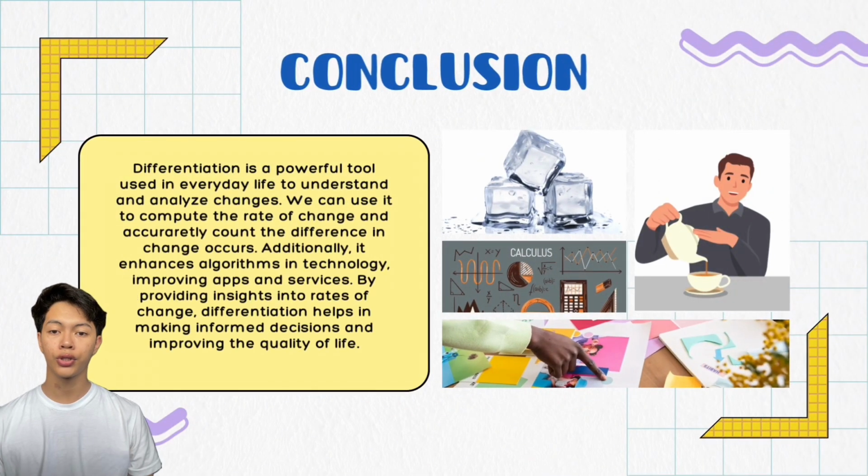In conclusion, differentiation is a powerful tool used in everyday life to understand and analyze changes. We can use it to compute the rate of change and accurately count the difference in change that occurs. Additionally, it enhances algorithms in technology, improving apps and services. By providing insights into rates of change, differentiation helps in making informed decisions and improving the quality of life. That's all.